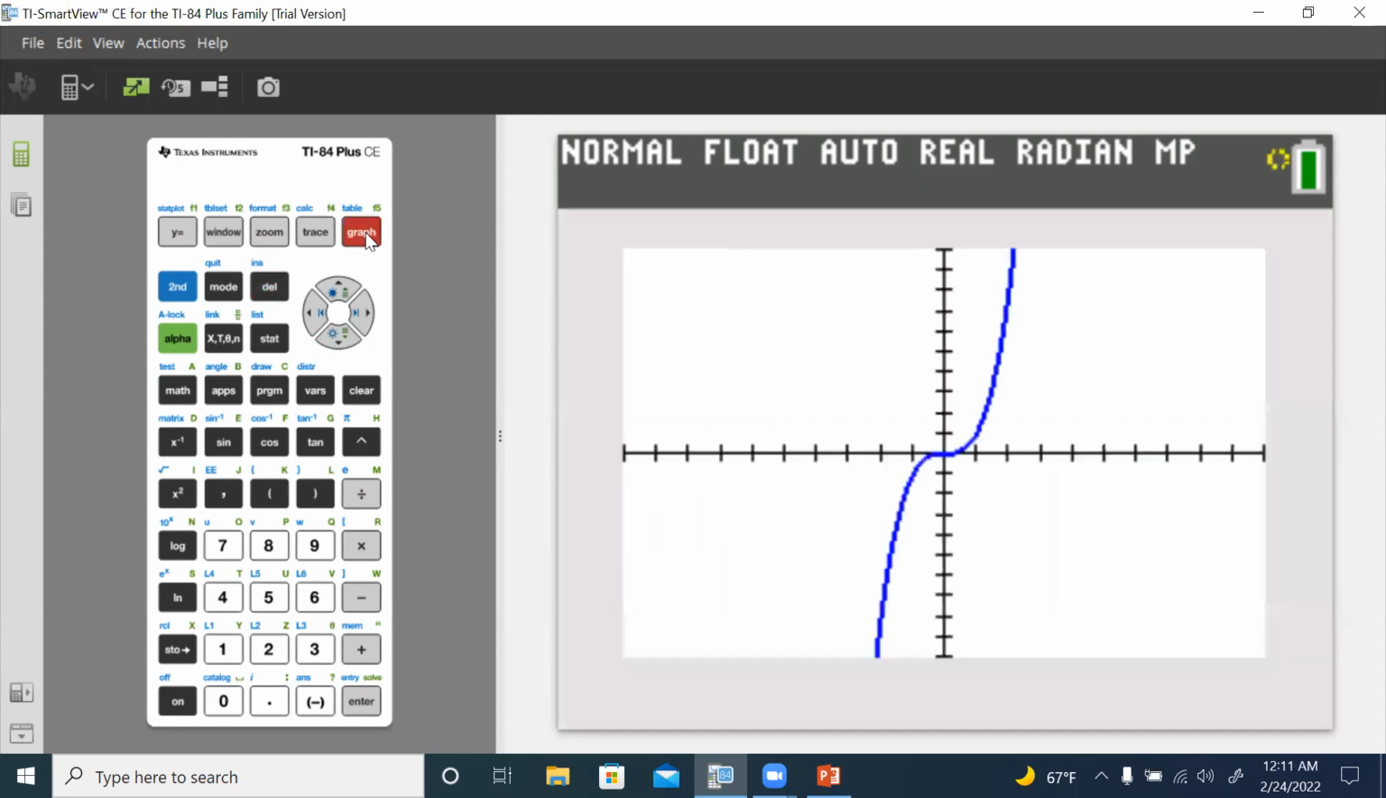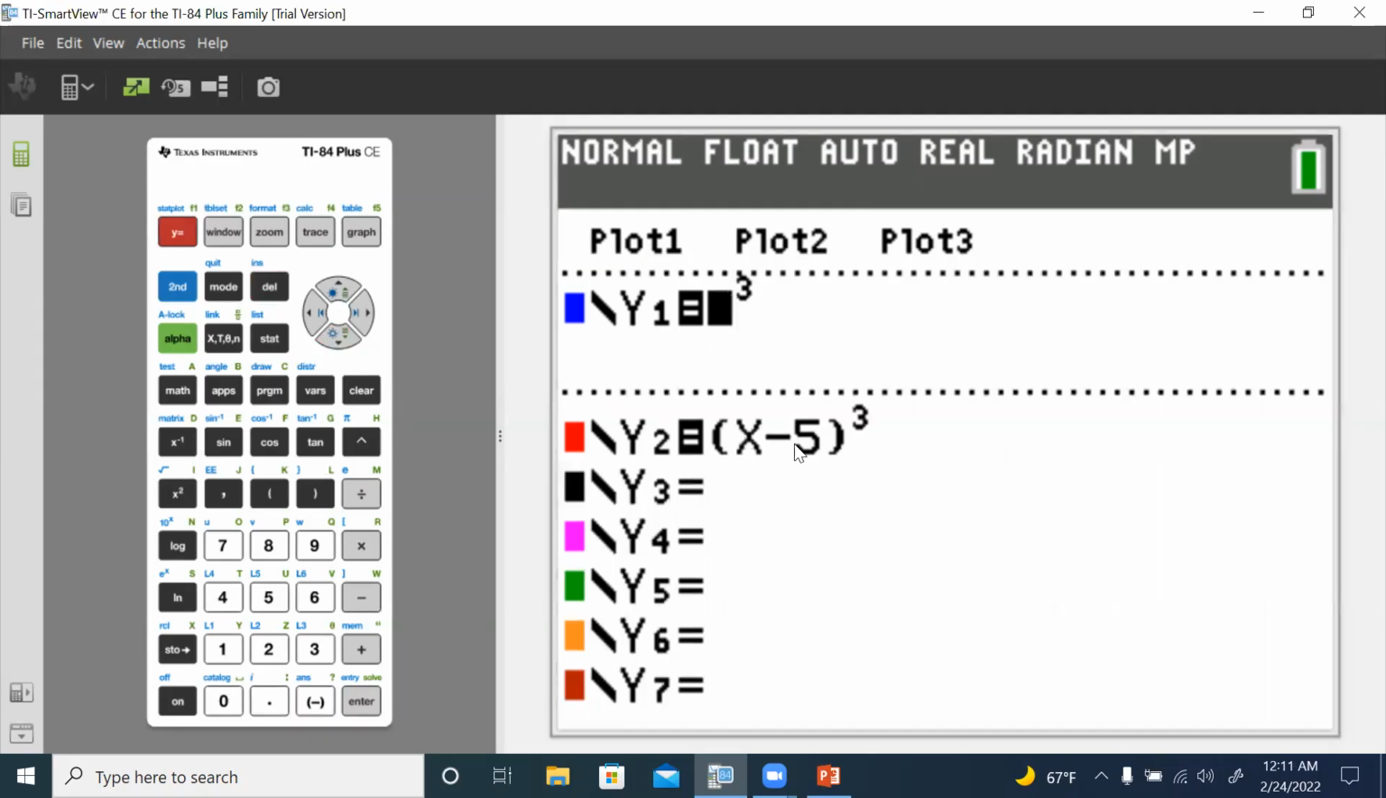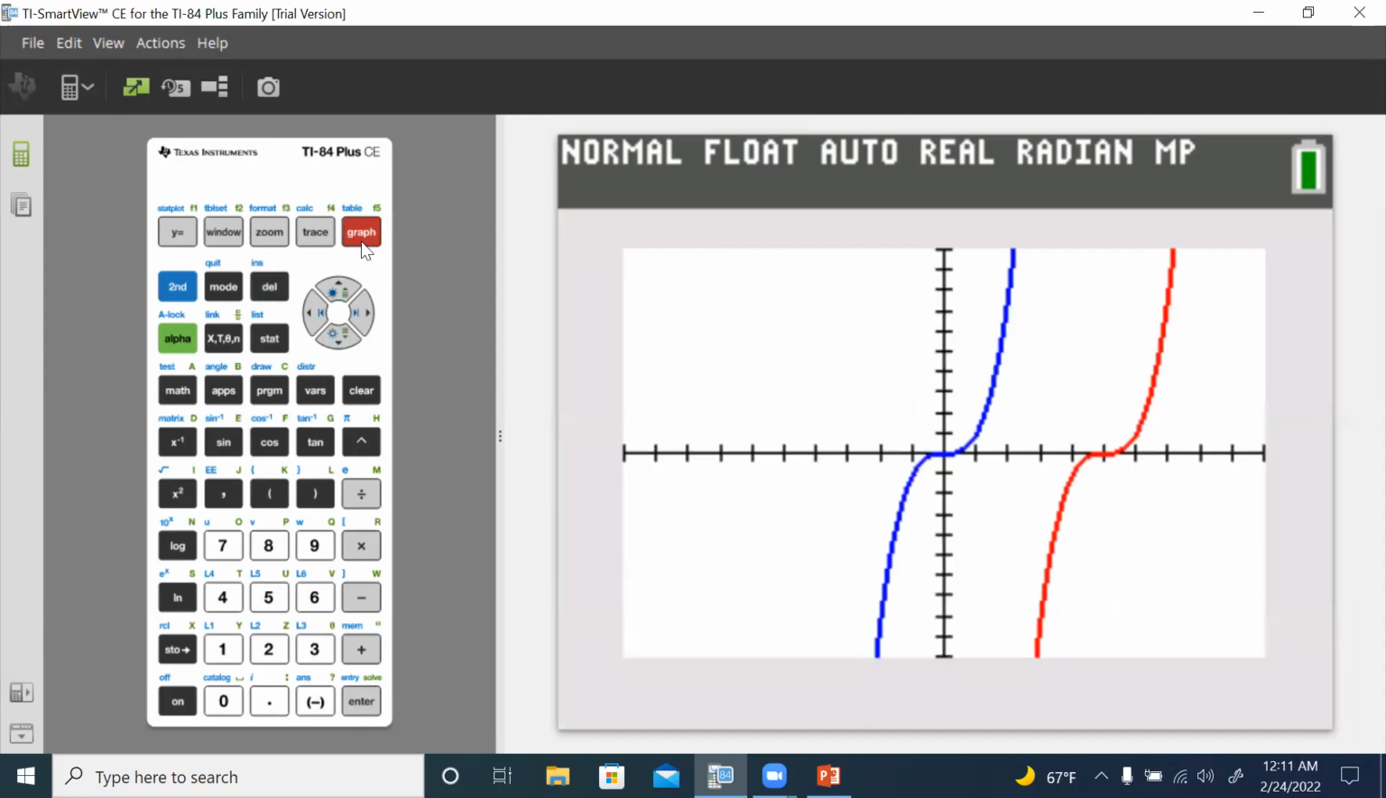If I hit graph right now, there's that parent function. And then notice that -5 inside the parentheses. What looks like it happened to the graph? Because it's inside the set of parentheses, it's an inside movement. All inside movements are horizontal. The plus or minus of a number inside the grouping symbols is always a left or right movement.